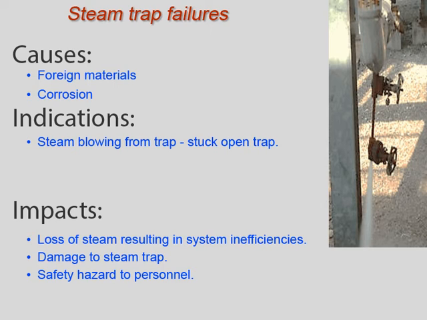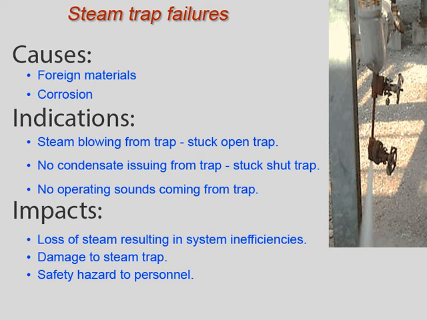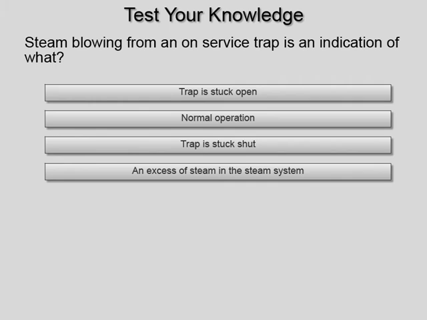Another failure is a stuck closed valve. This is less common and harder to detect. It is indicated by a lack of condensate coming from the drain line of an in-service steam trap. If this condition is suspected, it should be reported immediately because it could prove dangerous due to condensate buildup leading to a potential for water hammer.